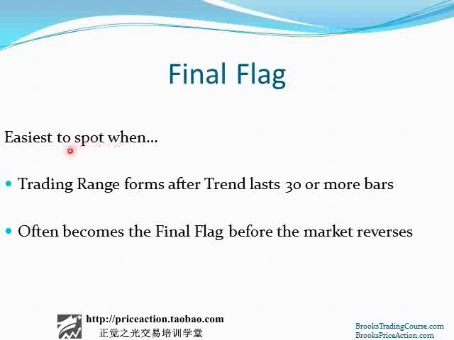Final flags are easiest to spot when they come in the form of a trading range late in a trend. So if a trend goes on for 30, 40, 50 bars and then it develops a trading range, that trading range might be the final flag in the trend, and the breakout of that range might fail and lead to a reversal and then a substantial pullback or a substantial correction.